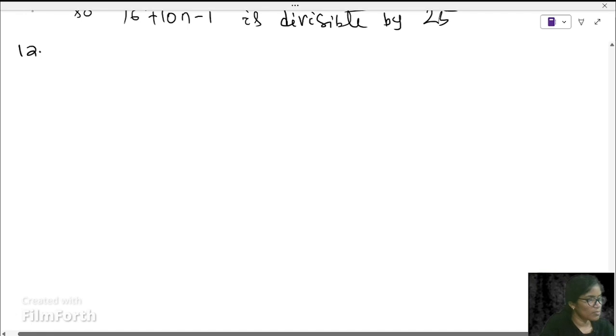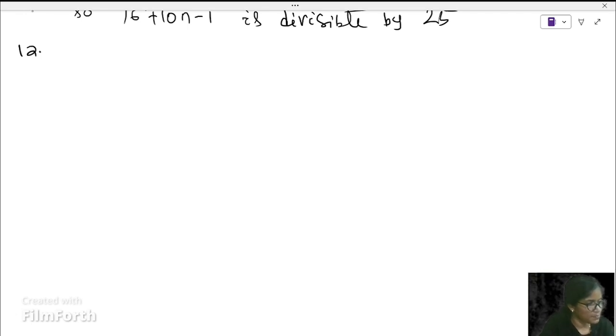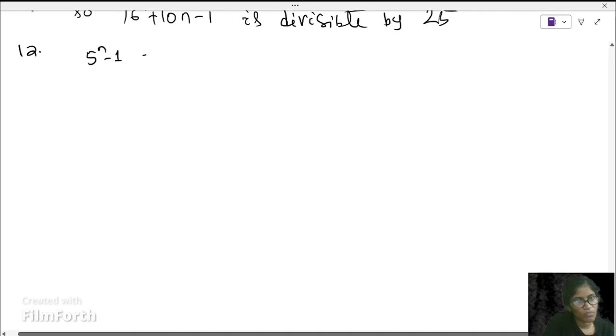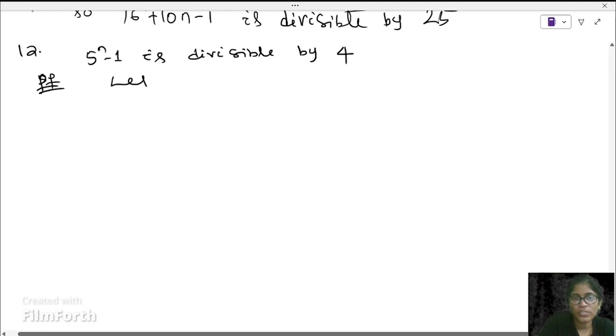Question number 12 is: 5 to the power n minus 1 is divisible by 4. This is divisible by 4. Similar same process, let P(n) be such that 5 to the power n minus 1 is divisible by 4.